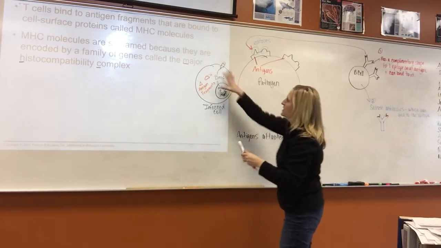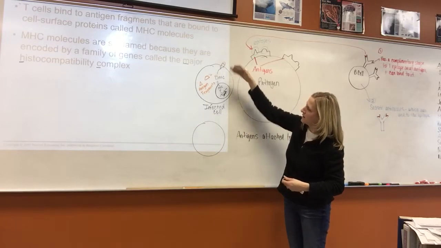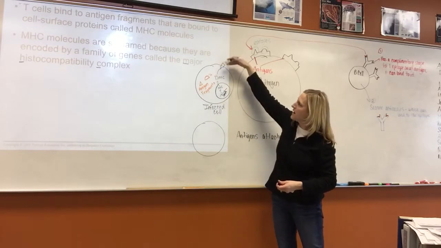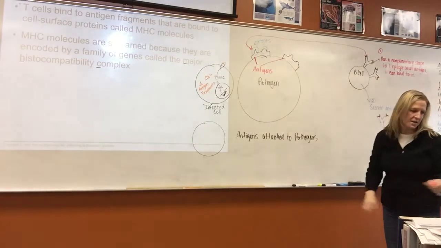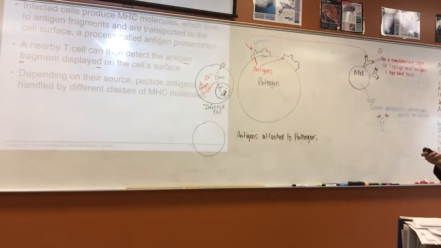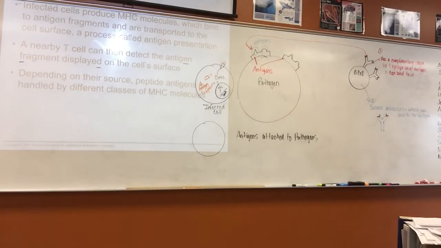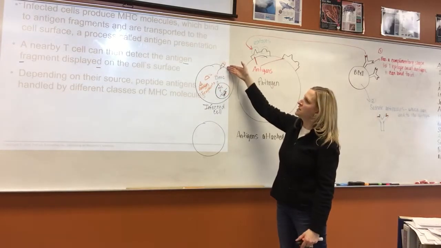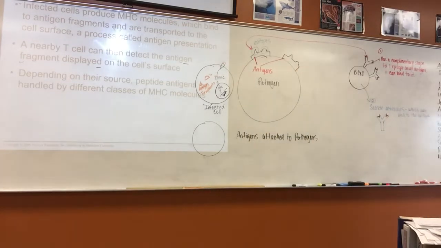Because if you have an infected cell, and a non-infected cell doesn't have that on top of it, the B cells can recognize that we can bind to this, and this cell has been infected. So it's a way to tell infected versus not infected cells. So let's write here what I just drew. This is what this says. Infected cells produce MHC molecules which bind to the antigen fragments, are transported to the cell surface, and present that antigen. It's called antigen presentation.